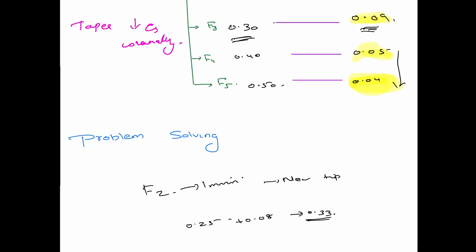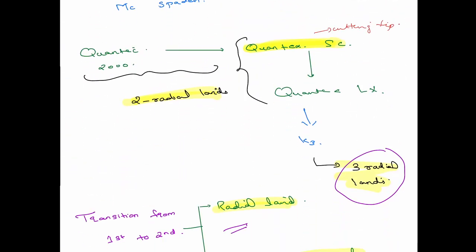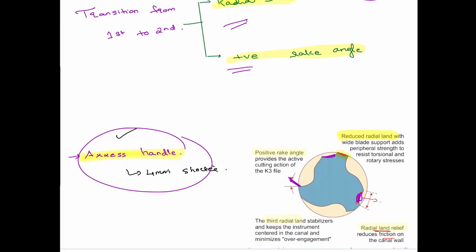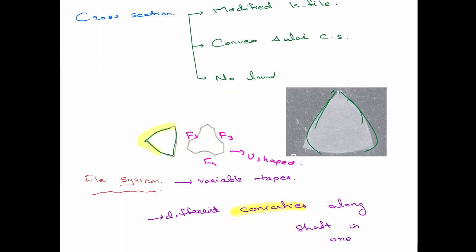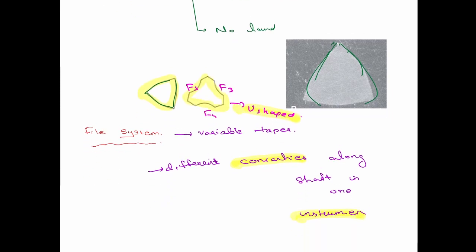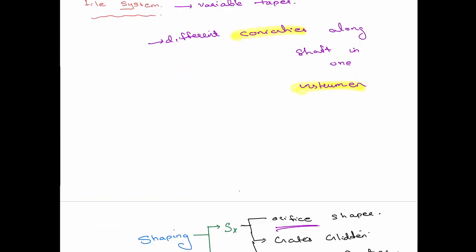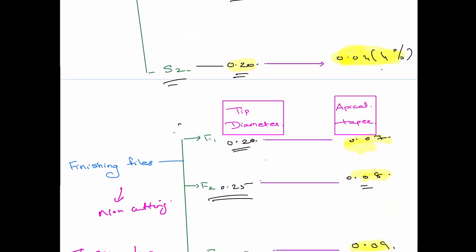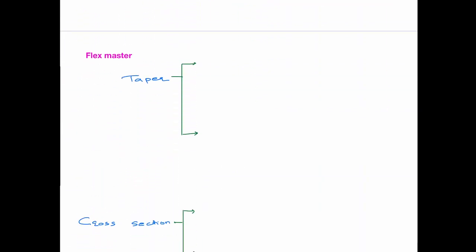Those two systems we studied in the second generation: one is K3 and the second is the ProTaper. K3, I've told you, is generation 3 with radial lands but positive rake angle, axis handle. ProTaper, very simple. Two cross sections, one is convex triangular, and F3, F4, F5 have a U-shaped cross section with a radial land a little bit. Anyway, different conicities and all those. So remember the taper 2, 4, then 7, 8, 9, 5, 4, and problem solving done. So that is about the second generation.